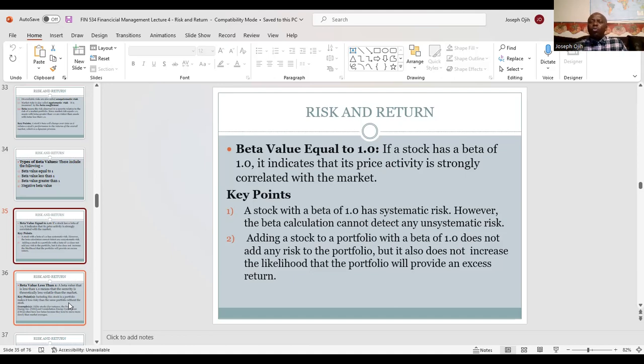So if you add this kind of stock with a beta of 1 to your portfolio, it does not add any risk to that portfolio, but it also does not increase the likelihood that the portfolio will provide a big return. So a beta of 1 moves in the same direction as the market. It doesn't add any risk to your portfolio, but at the same time, the likelihood of your portfolio adding value is limited.